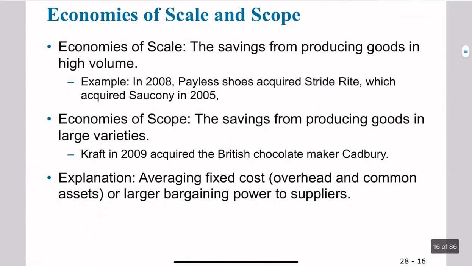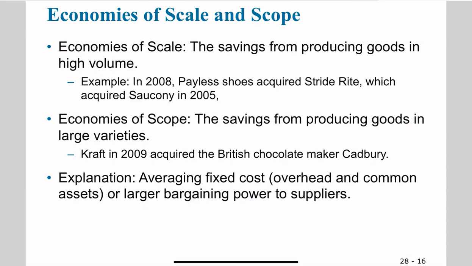The second reason that merger and acquisition can be beneficial is due to the economies of scale and the economies of scope. Both of these concepts are from introductory economics courses. Economies of scale basically means as you produce more, or as you increase the quantity of your production, then the cost will be lower, right?